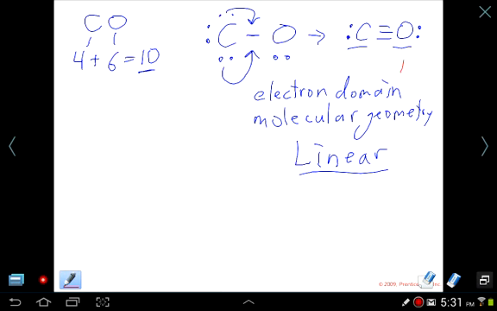If we think of oxygen as the central atom, we have 1 electron domain on the right, 1 on the left, so we have 2, and 2 corresponds to a linear arrangement. If we think of carbon as the central atom, exactly the same thing happens. You have 2 electron domains, and that gives you a linear geometry. Alright, let's try the second molecule.